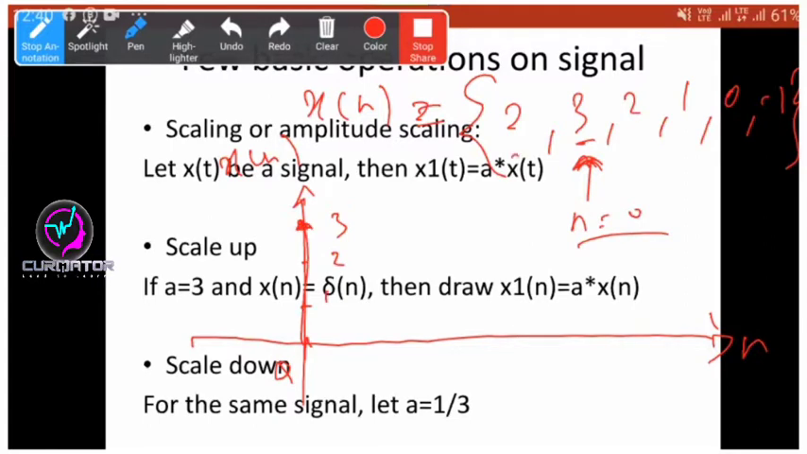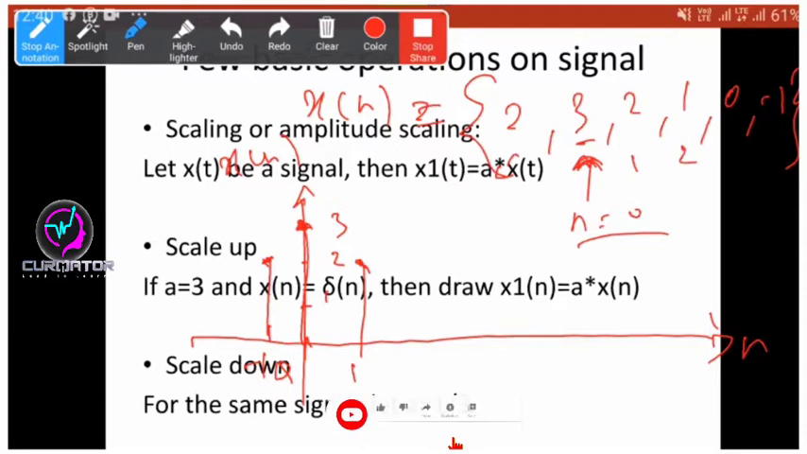And this is n equal to minus 1. For n equal to minus 1, we have the value of x of n as 2. So it will be 2 here for minus 1. For n equal to plus 1, we have x of n equal to 2 again. Like this. This is plus 1.